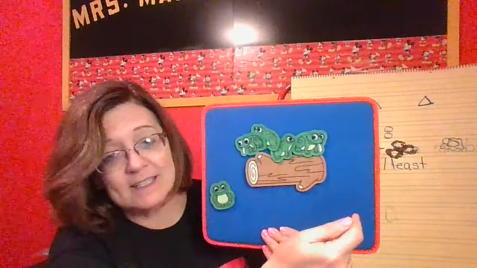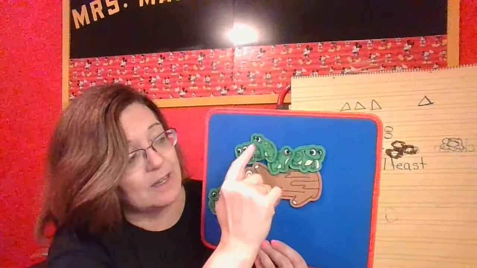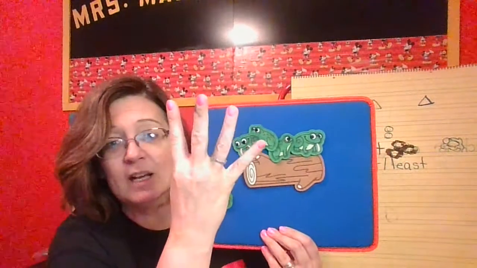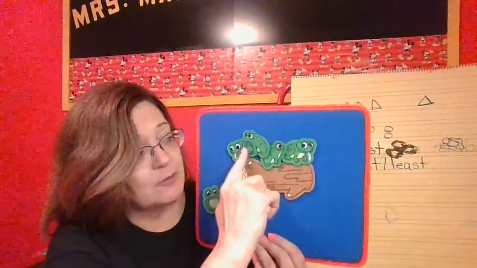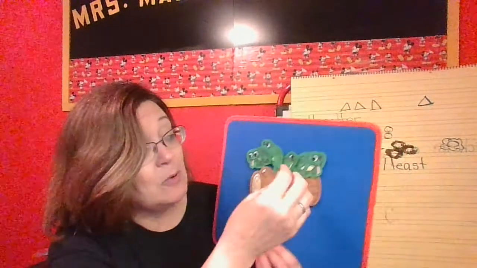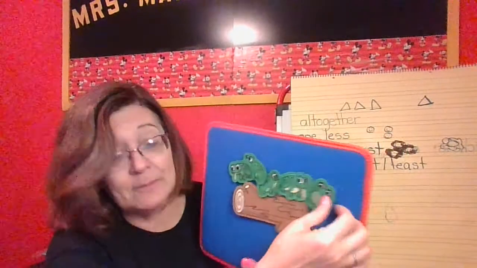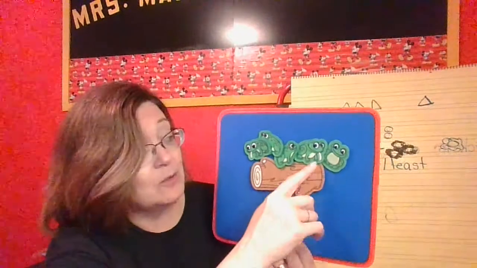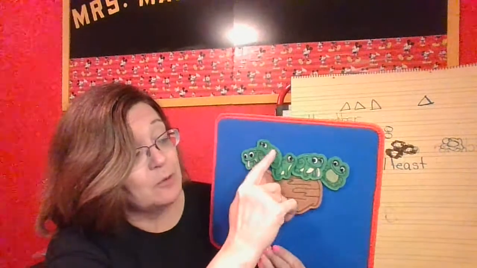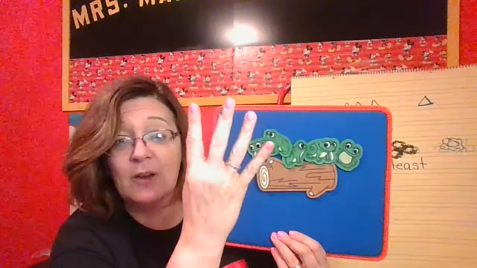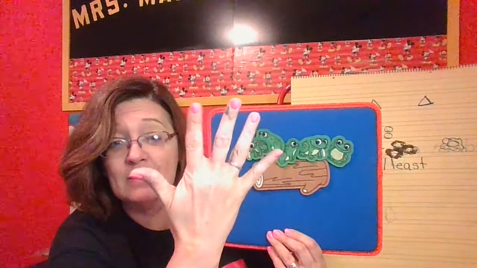3 plus 1 is how many? 1, 2, 3, 4. 3 plus 1 is 4. 4 little speckled frogs. And then one more decided to come and join them. So 1, 2, 3, 4. 4 frogs. And one more makes how many? 5. Now there's 5 speckled frogs.